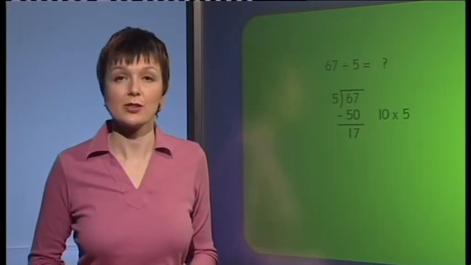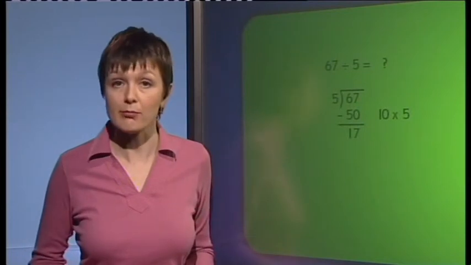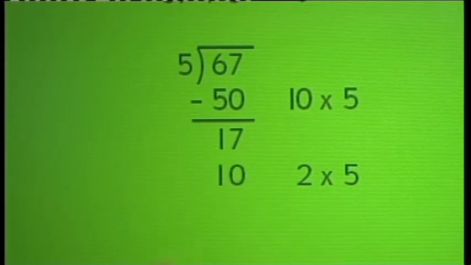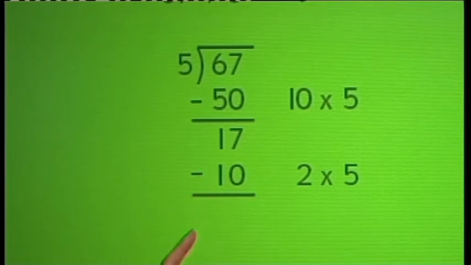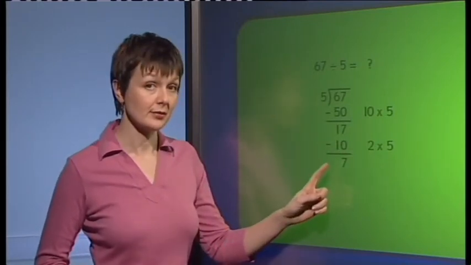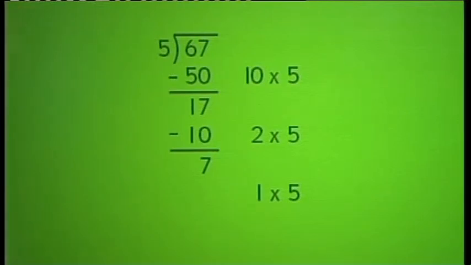But let me show you that the short division method always works, even when you don't make the best choice. Let's take away 2 lots of 5. That's 10. And when we do the subtraction, 17 take away 10, we have 7 left. So now we're looking for a nice multiple of 5 to take away from 7. Well, this time it's 1 times 5 and we can't do any better than that. 1 times 5 is 5, and when we take that away from 7, we're left with 2. Well, since I can't take any more 5s away from 2, that's the remainder, 2.